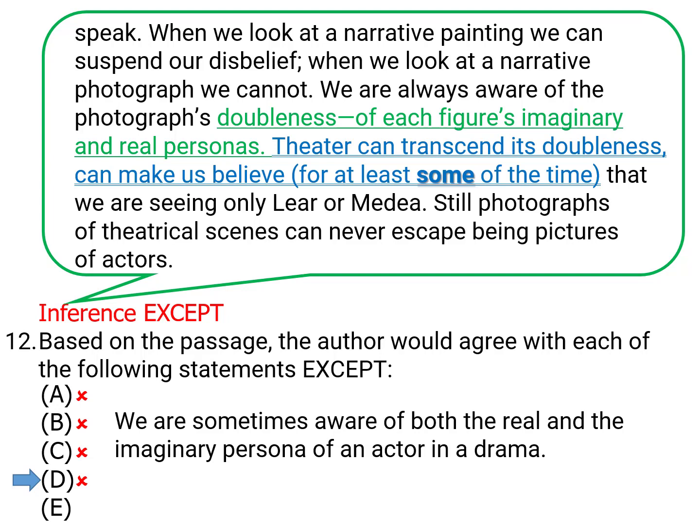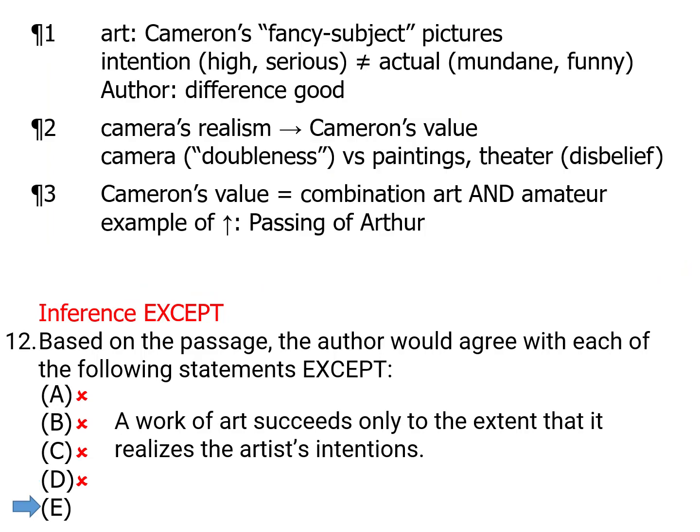And so since we've been able to prove A through D, that means that the answer must be answer choice E: a work of art succeeds only to the extent that it realizes the artist's intentions. And we know that this is actually something that the author would oppose, because Cameron didn't realize her intentions. And yet, the author thinks that her art did succeed. So the author can't believe E, and thus it is the answer to our inference accept question.